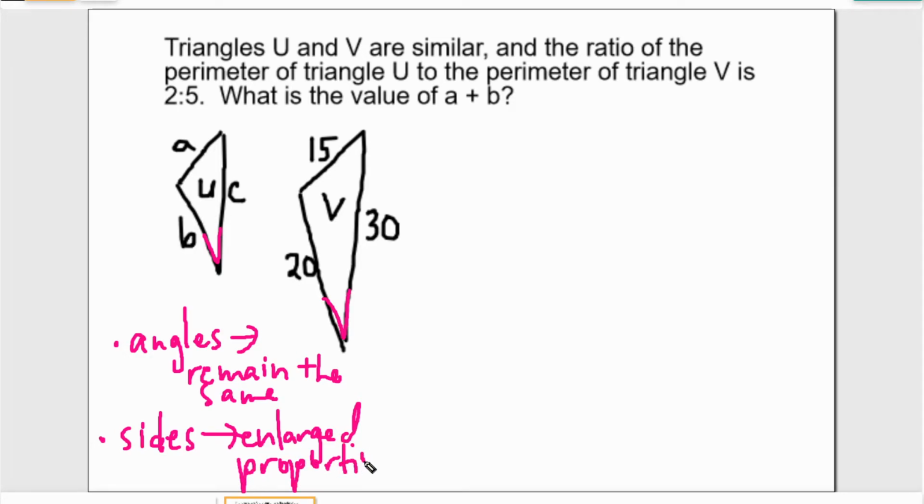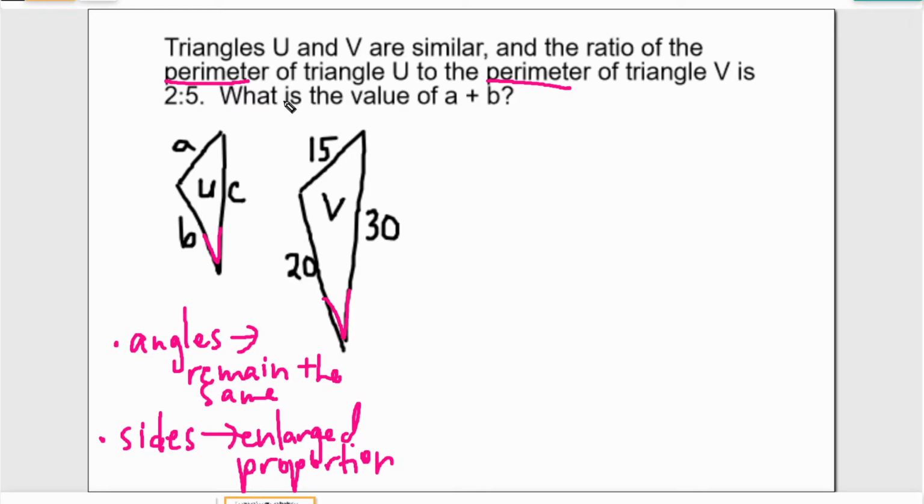And in this problem, it says that the triangles U and V are similar, and the ratio of the perimeter of triangle U to the perimeter of triangle V is 2 to 5. What is the value of A plus B? So it might be strange to you, if you're used to similarity problems, that this problem talks about perimeter, but really, what is perimeter? Perimeter is the sum of all the sides.